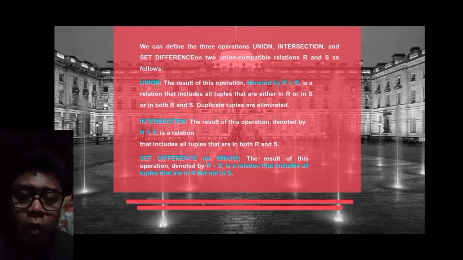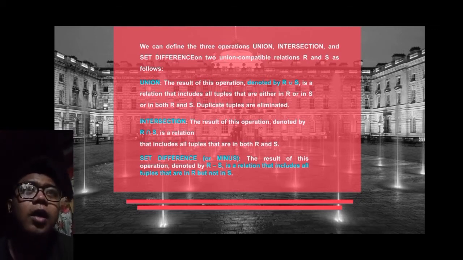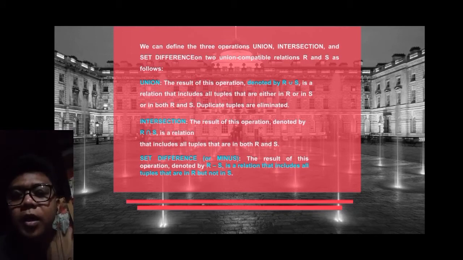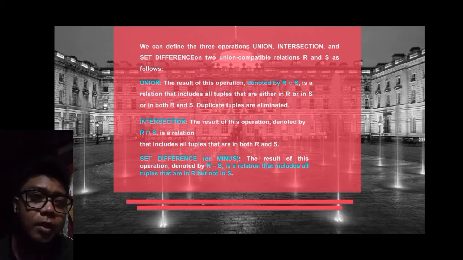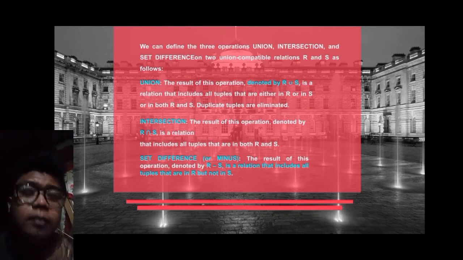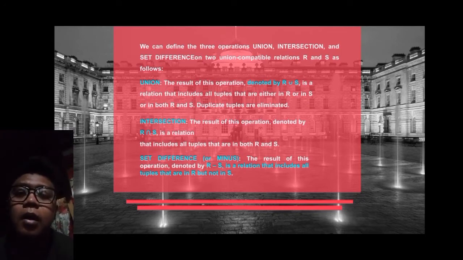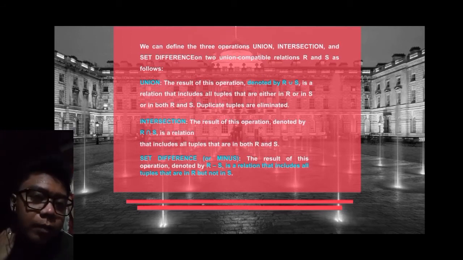Now, the last one is the set difference, or what we call minus. The result of this operation, denoted by R minus S, is a relation that includes all tuples that are in R but not in S. It means all the tuples in one table that are not in the other table.